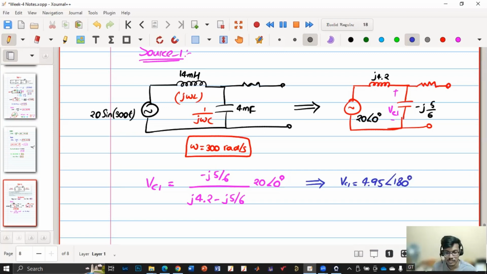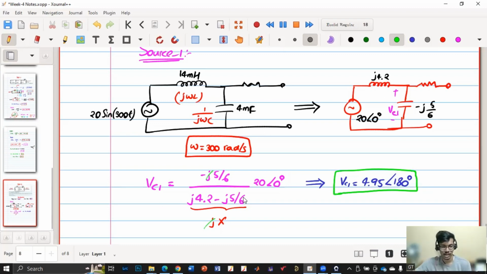180 degrees. How much did you get? 0 degree. Is it? I feel 180 degrees, sir. 180 degrees. So how did I know? Because in the denominator, it is some j positive quantity, right? j into some positive quantity x. So j will get cancelled. So it will be minus angle 0 degrees. So it is 180 degrees. So you kindly check. It will be 4.95 angle 180 degrees.